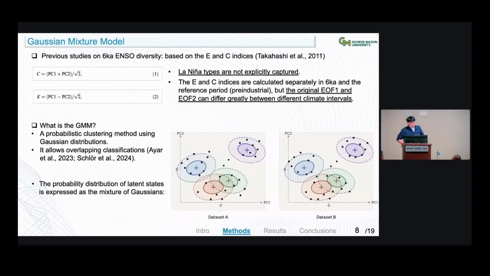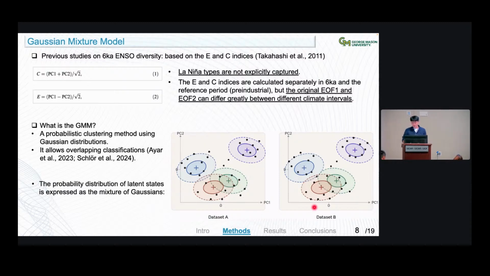Then how to detect different extreme ENSO types? Previous studies largely depend on E and C indices, but I'd like to point out that these indices cannot capture La Nina types. Also, most of the time, these indices are calculated separately in each time period, so we cannot directly compare the results. Therefore, we are introducing Gaussian mixture model clustering, which gives us the probability distribution over the latent space expressed as a mixture of Gaussians, as in the schematic figure on the right.